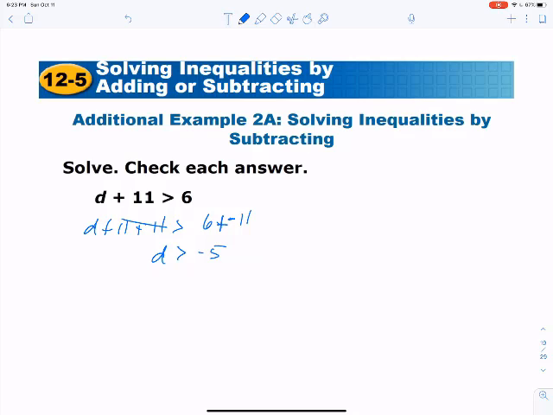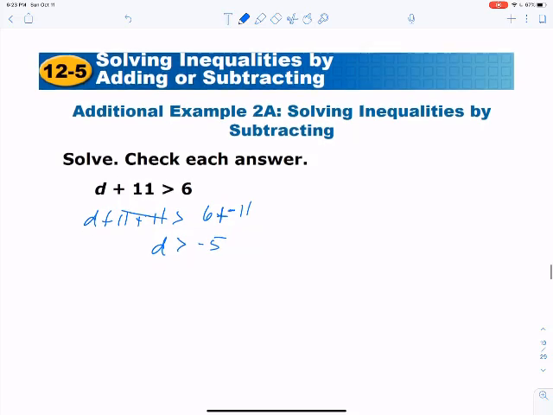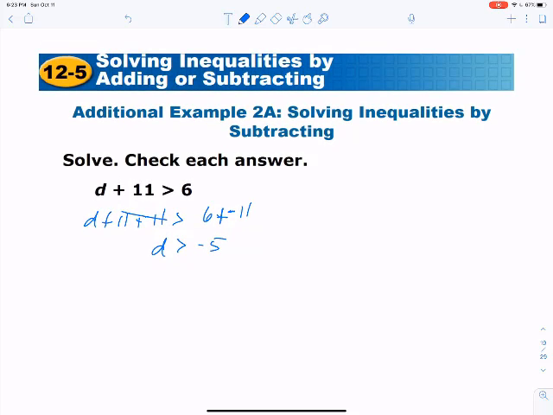Now when you're checking one of these problems, you need to pick a number that is part of the solution set. This one says I need a value that is greater than negative 5. The number that I always like to try, if I can, is 0, and 0 is greater than negative 5. So I can just take my 0 and plug it in where d is.